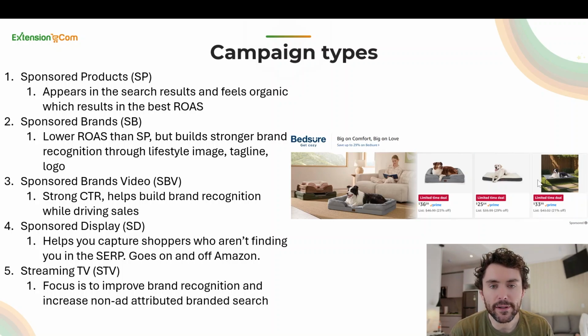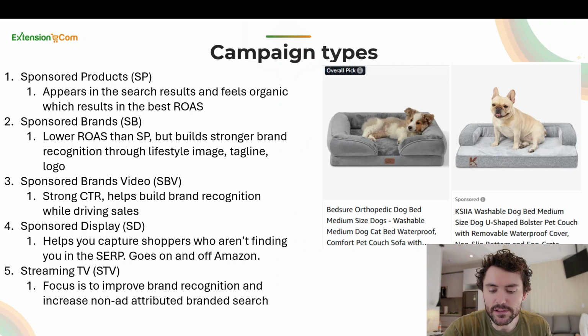What this is allowing BedSure to do is put up a billboard where it's very clearly an ad, but as people see this more and more times and get more and more impressions, they will remember BedSure specifically. Versus if you go back to the sponsored products, you're never going to remember KSIIA. This doesn't really do anything to build up their brand recognition.